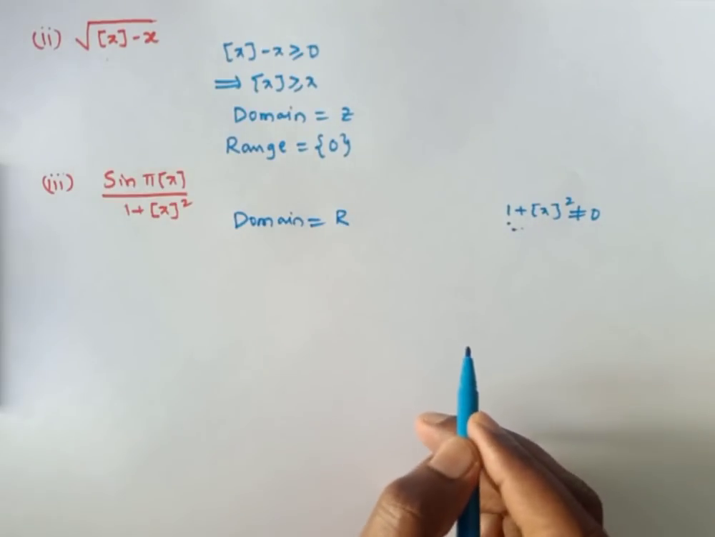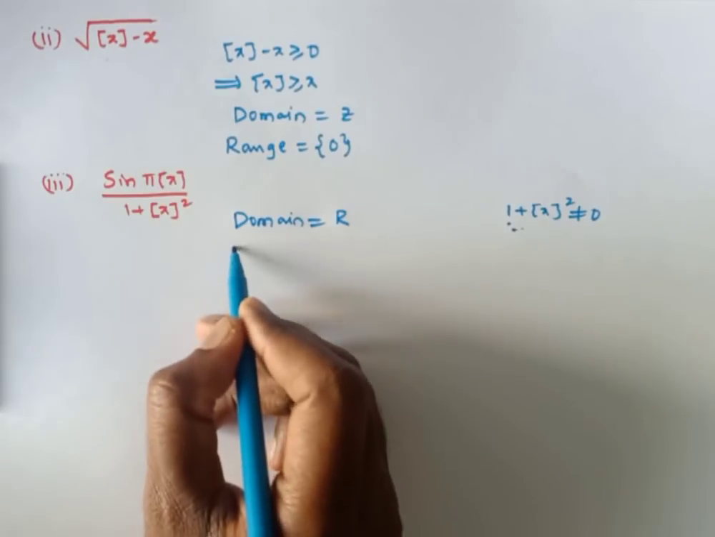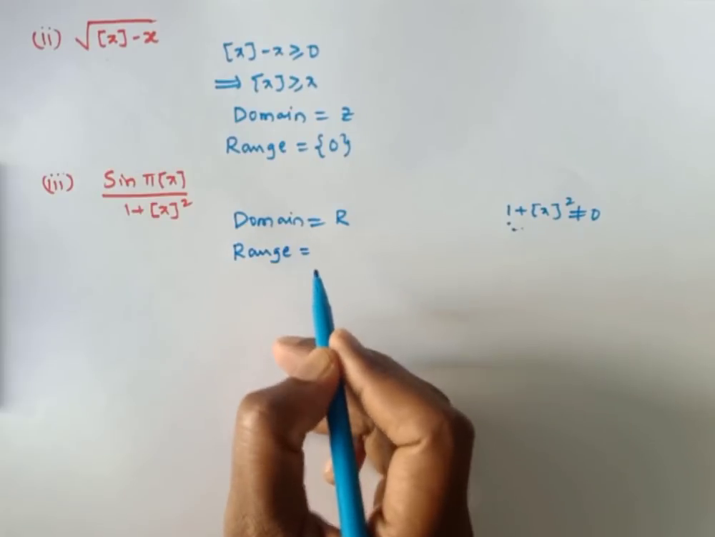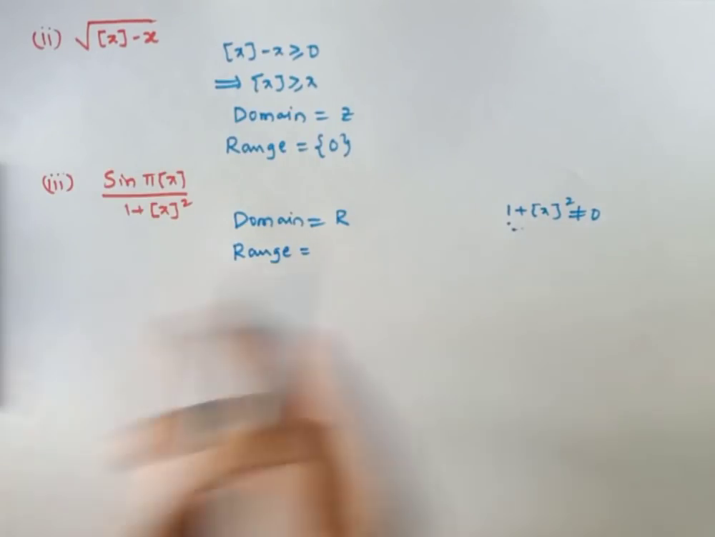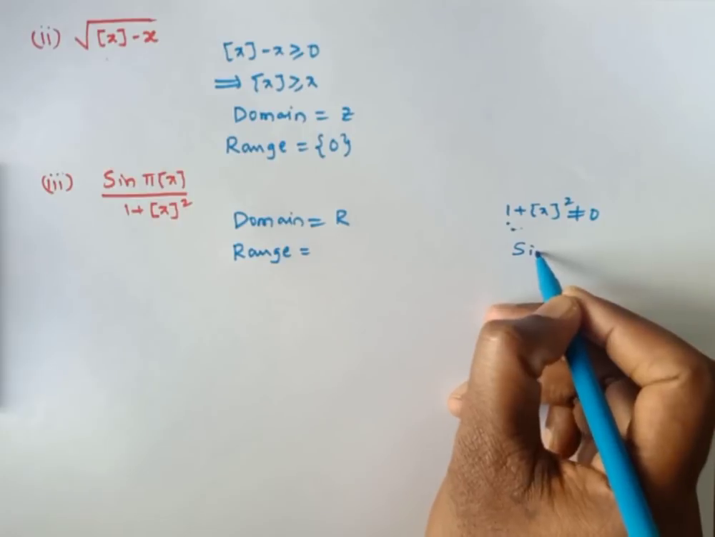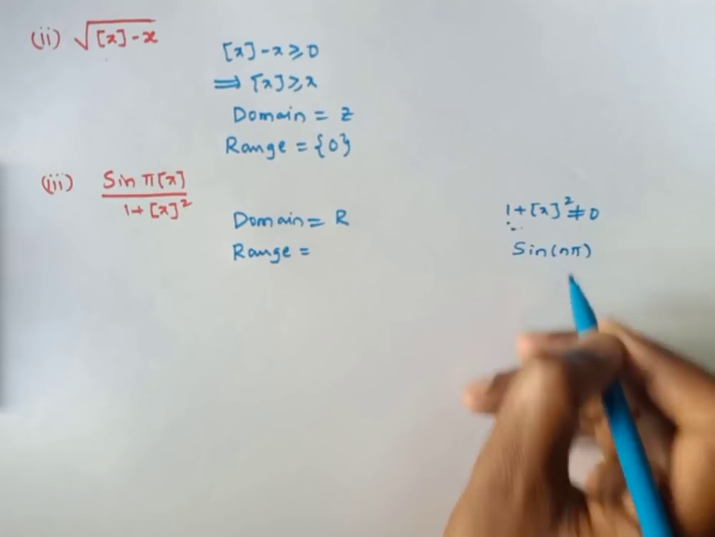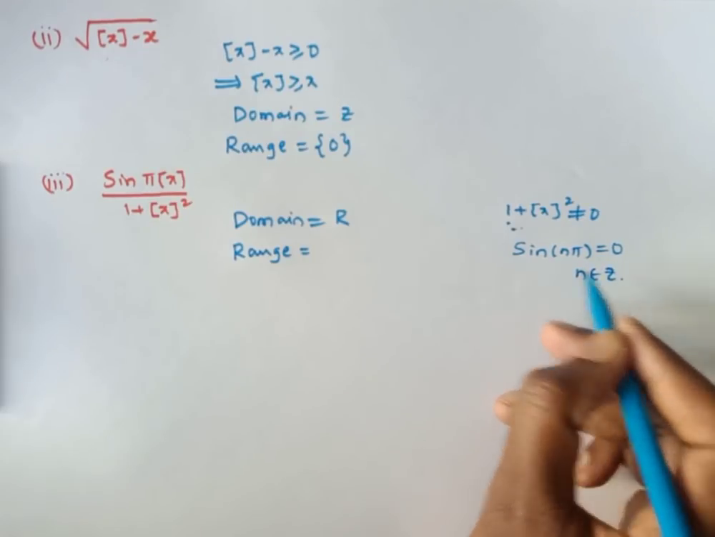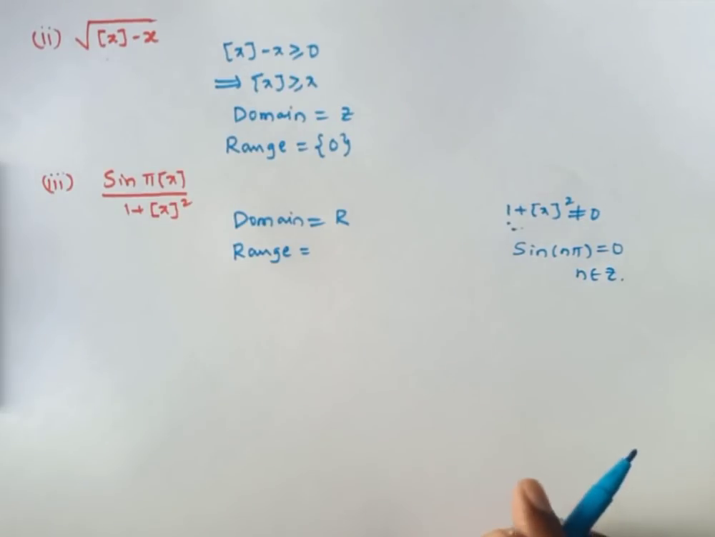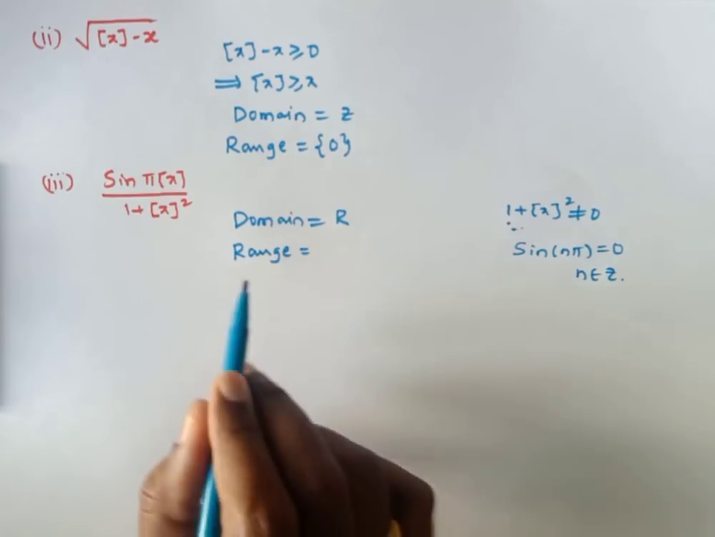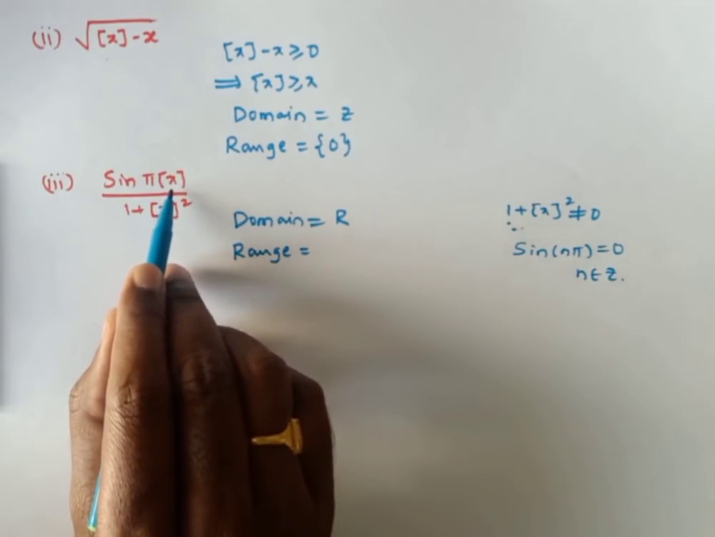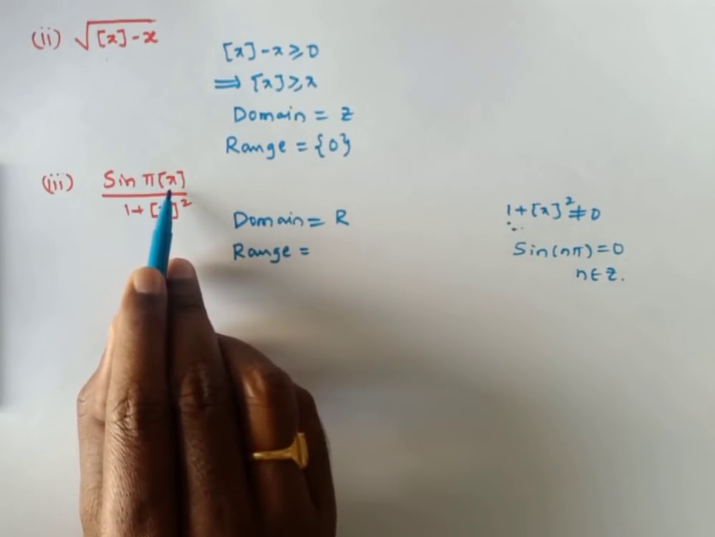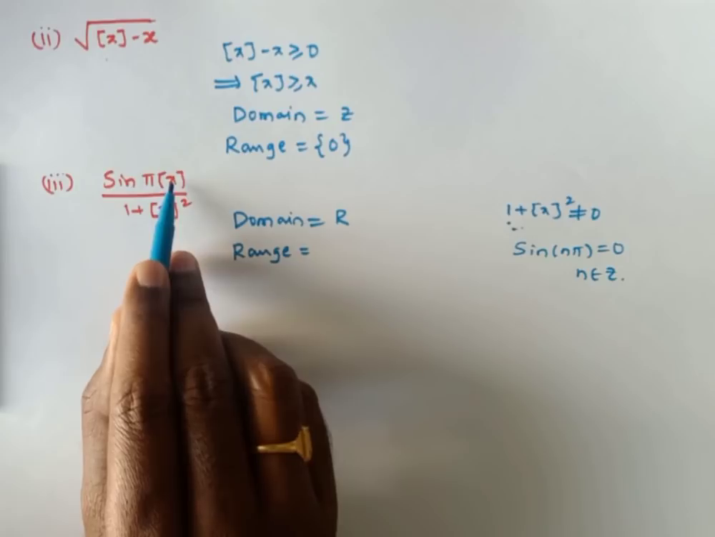Any real number as input, there is no problem. Now see what the range becomes. Now the numerator: here we need to know one thing, that is sin of n pi. Sin of n pi is 0 for any integer n. Similarly, if you give any real number for this x, this is always an integer, right? Whatever number you give in place of x, decimal or integer, this is always an integer.